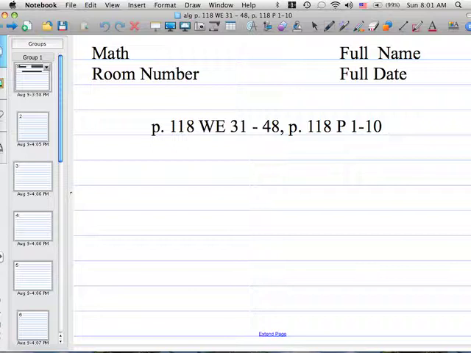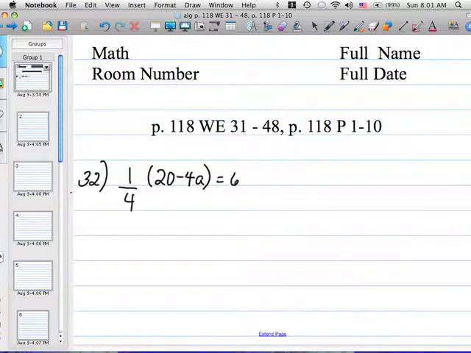So we're on page 118 and we're doing number 32. 32 is 1/4 the quantity 20 minus 4a equals 6 minus a. So we're going to take 1/4 of everything inside the parentheses. 4 goes into 20 and 4 goes into -4, -1a, or just -a. Equals 6 minus a.